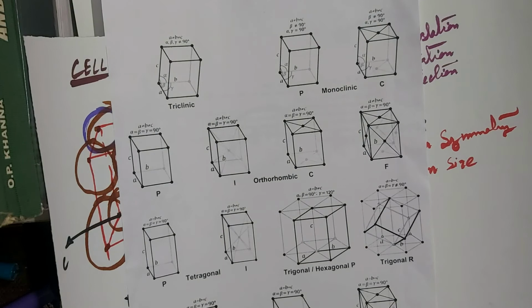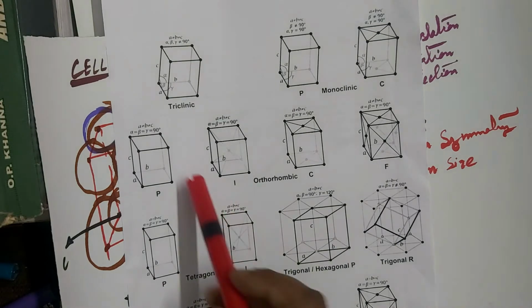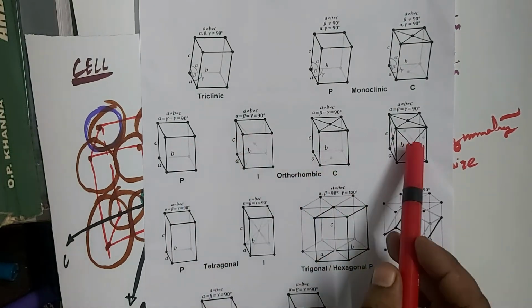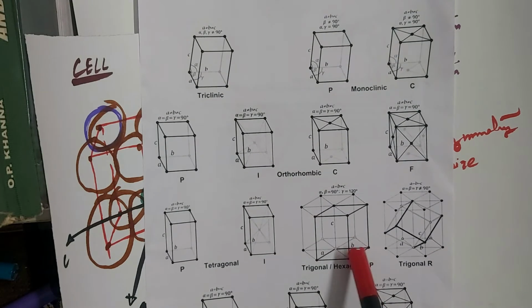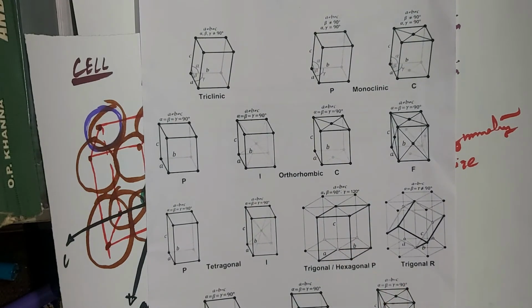Then the third one is orthorhombic crystal. These are the 4 different orthorhombic crystals: simple, body centered, face centered, and end centered. Then the fourth one is hexagonal crystal, only one type is there for hexagonal crystal. Then rhombohedral crystal, only one type is there for rhombohedral.